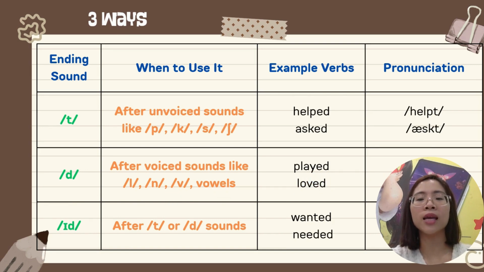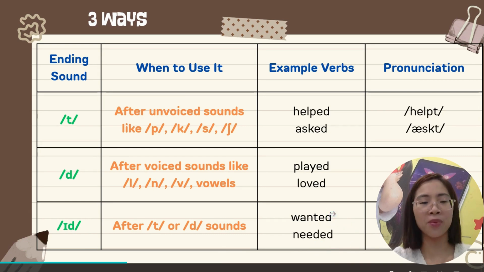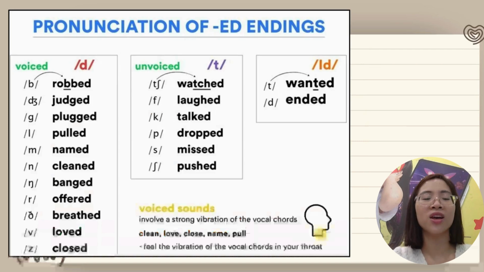Play, played, love, loved. Okay? And the ending sound is ed after only 2 sounds, t or d, like want, wanted, need, needed. And now, how to remember the 3 ways of pronouncing the ending sound ed? Here is a table for you.